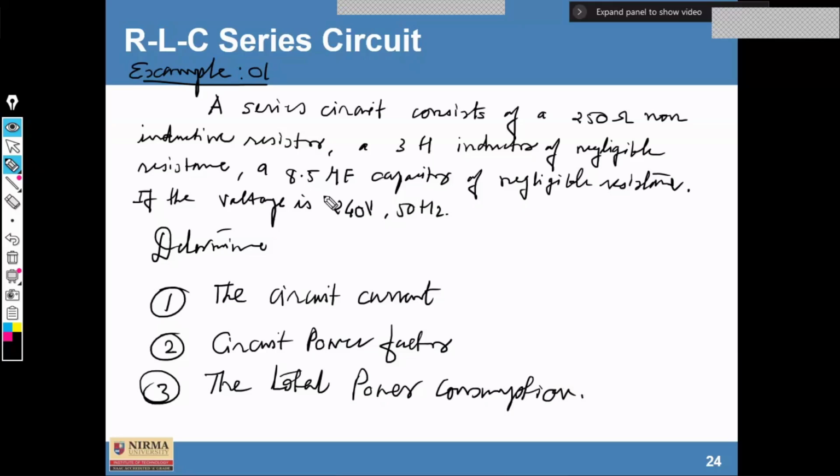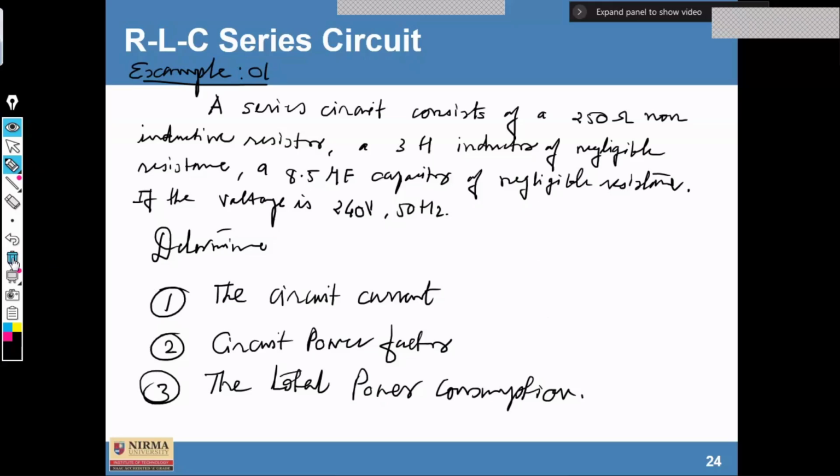So a similar example can be asked in the examination where any one of the three can be asked: find out the power factor, find out the total power consumption, find out the total circuit current, like this, right? Now, I hope all of you have written this in your notebook.